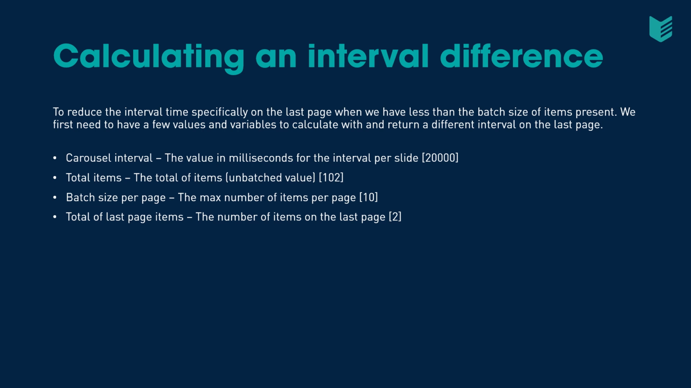And then we need to find obviously the last page items total, for just the last items. So for the final page, which is page 11, how many items are there going to be in that? And in this case, it's 2. So we need to do a few calculations.